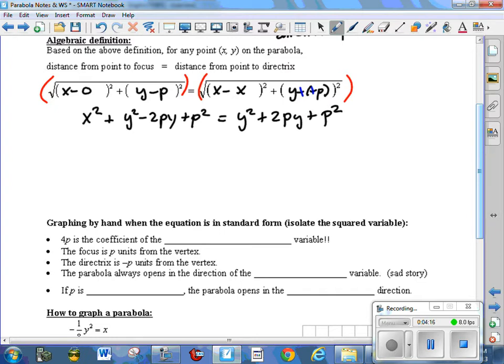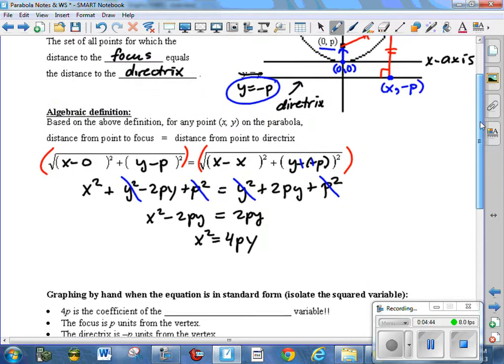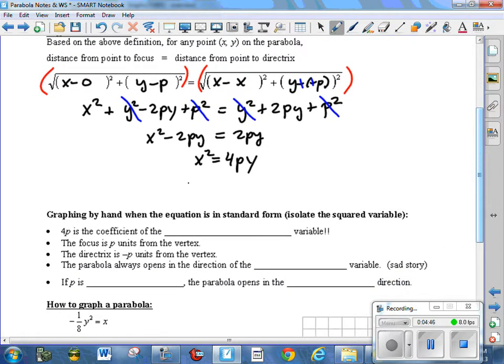Now notice that we have a y squared and a p squared on both sides of the equation, so we can just subtract those from both sides, and we end up with x squared minus 2py equals 2py. And if we add 2py to both sides, we have x squared equals 4py. That is the basic form of a parabola that opens in the y direction. So it either opens up or down. If 4p is greater than 0, it opens up.